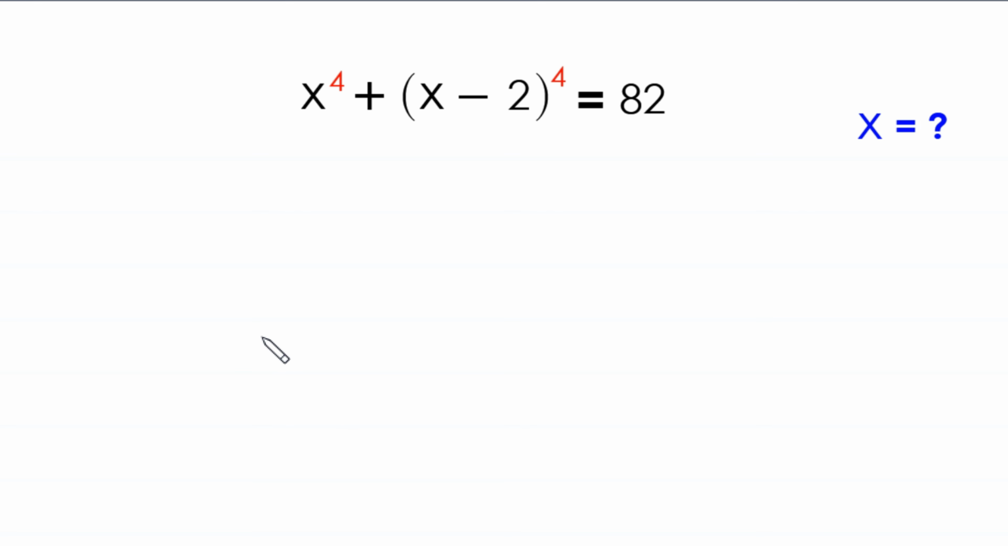Hello everyone, welcome to how to solve this very nice algebra equation: (x)^4 + (x - 2)^4 = 82. Our job is to find all possible values of x.